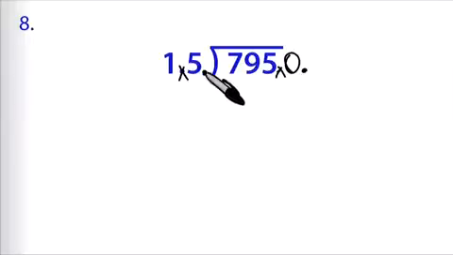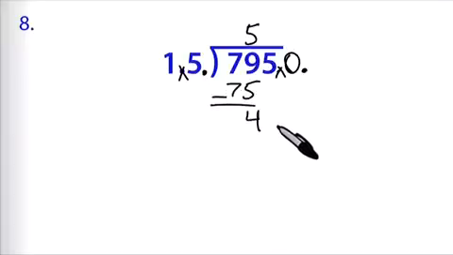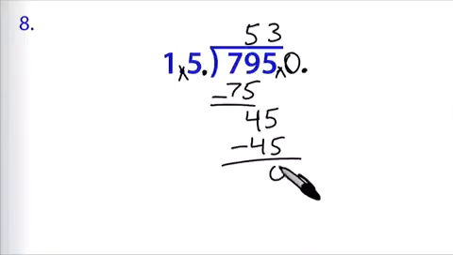So we ask how many times does 15 go into 79? And the answer to that is 5. And 5 times 15 is 75. And we subtract that from 79, and that leaves 4 as the remainder. We bring a copy of the next digit over down, so 5. Now we have how many times does 15 go into 45? The answer to that is 3. So we have 3 times 15, which is exactly 45. Subtract that, that leaves us with 0.